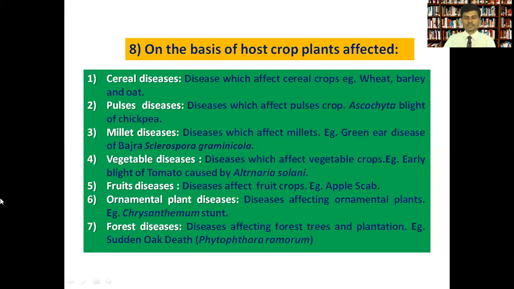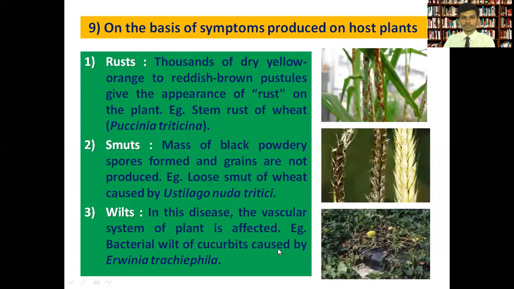Then forest disease, diseases affecting forest trees and plantations. Example, Sudden oak death, caused by the pathogen Phytophthora ramorum. Then plant diseases are classified on the basis of symptoms produced or shown by the host plant.